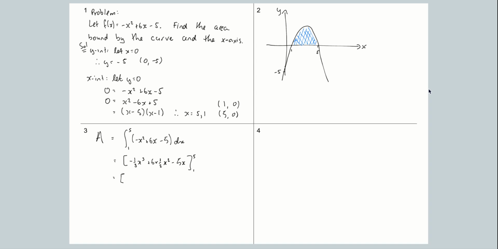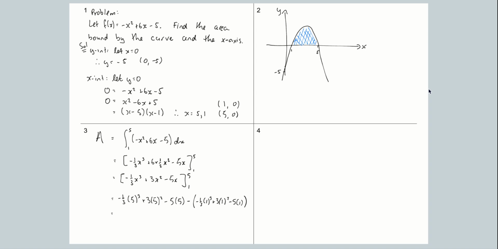And if I just simplify that a little bit, negative 1/3 x cubed plus 3x squared minus 5x between 5 and 1. And now I'll substitute in and see how I go. So that will give me, just using the fundamental theorem of calculus, I'll substitute 5 in first. So I'm going to have negative a third, I'll use round brackets, 5 cubed plus 3 times 5 squared minus 5 times 5. Okay, so that's that bit, minus a third 1 cubed plus 3 times 1 squared minus 5 times 1, like so. I'll leave those brackets in there so I remember that I'm subtracting a whole bunch of things.